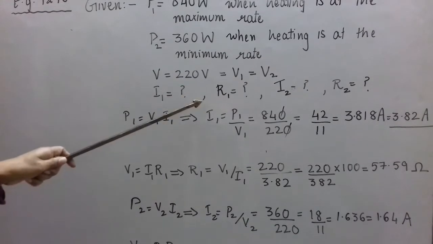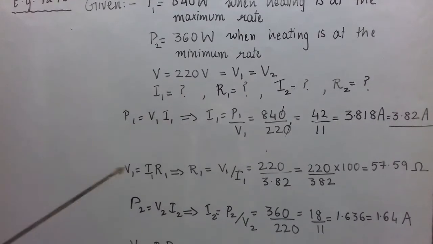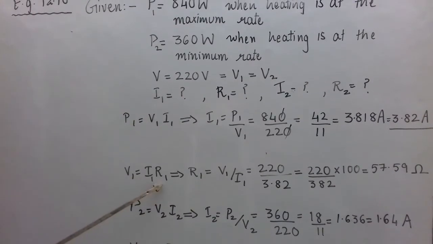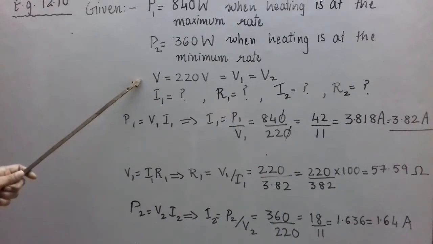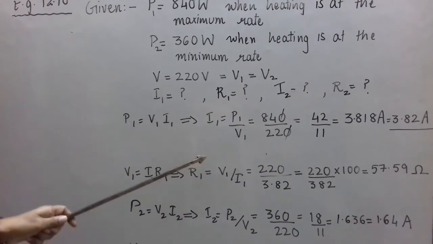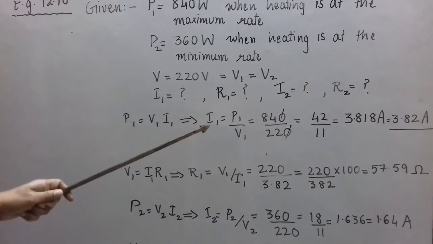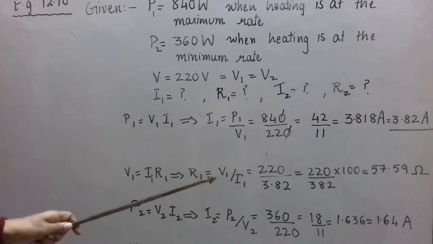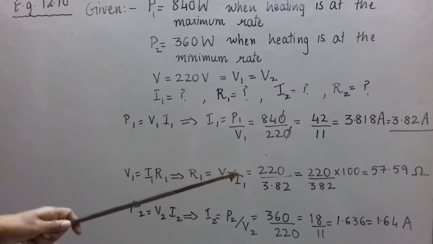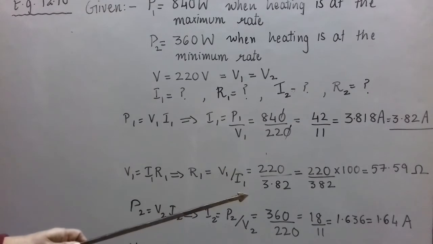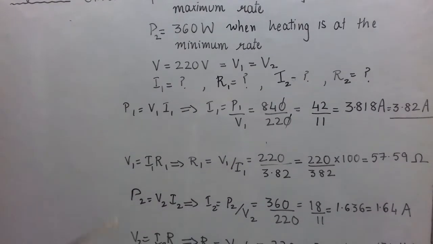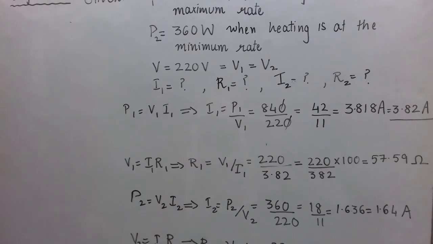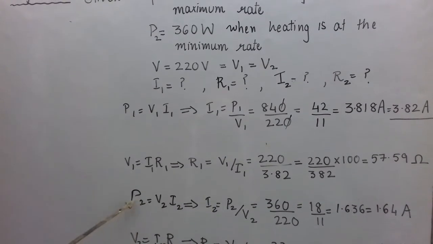Now to find the resistance we can use Ohm's law. So V1 is equal to I1 R1. You can easily find the resistance value in this case as current we have found just now and voltage is given. So R1 is equal to V1 over I1. Just put the values of V1 and I1 and we get the answer as 57.59 ohms.